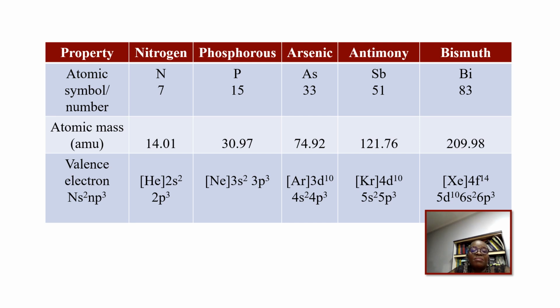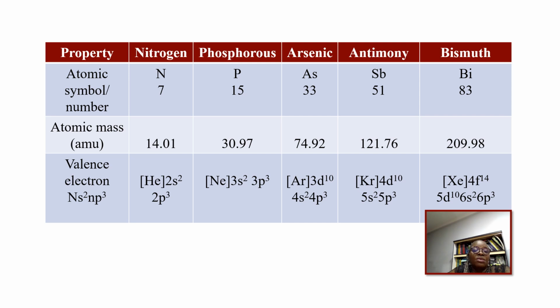The group 15 elements are nitrogen, phosphorus, arsenic, antimony, and bismuth. Their atomic symbols: nitrogen is N, phosphorus is P, arsenic is As, antimony is Sb, and bismuth is Bi. Their atomic numbers: nitrogen is 7, phosphorus is 15, arsenic is 33, antimony is 51, and bismuth is 83. And then we notice that the atomic mass increases down the group.